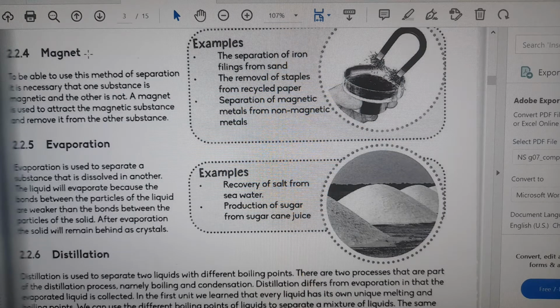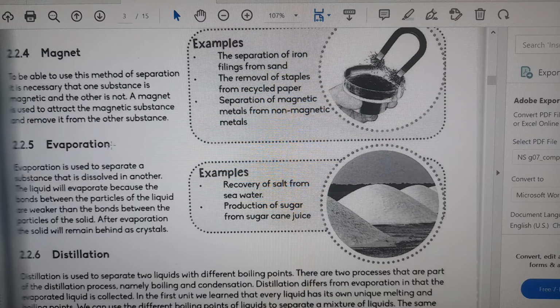The fourth physical separation is the magnet. To be able to use this method of separation, it is necessary that one substance is magnetic and the other is not. A magnet is used to attract the magnetic substances and remove them from other substances. Examples: separation of iron filings from sand. You can try this and it works. The removal of staples from recycled paper. Separation of magnetic metals from non-magnetic metals. One substance has to be magnetic.